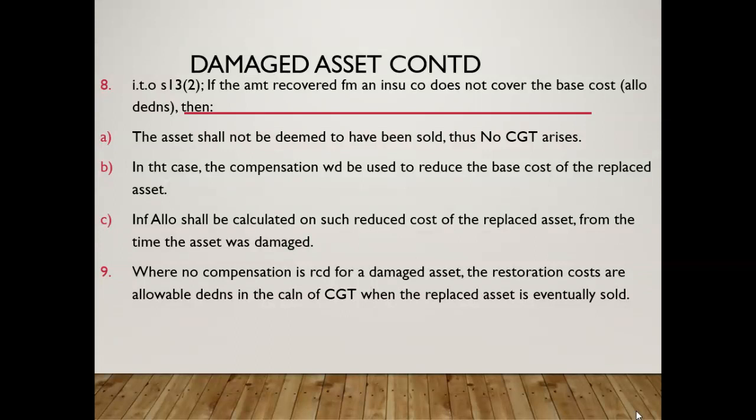In terms of section 13.2, if the amount recovered from an insurance company does not cover the base cost, that is the allowable deduction, then the assets shall not be deemed to have been sold. Thus, no capital gain arises. In that case, what is the implication in the future? The compensation would be used to reduce the base cost of the replaced asset.